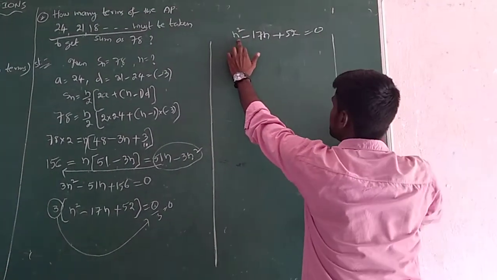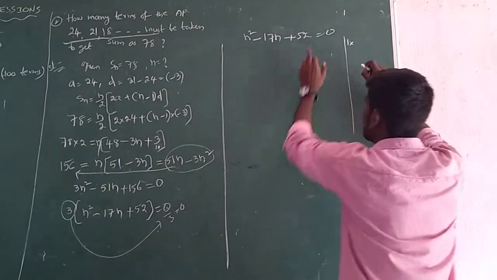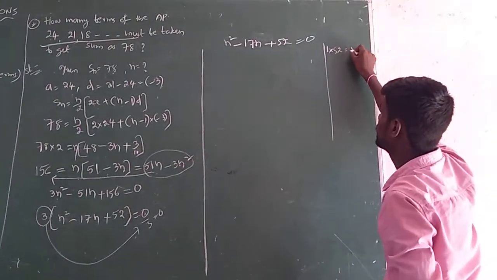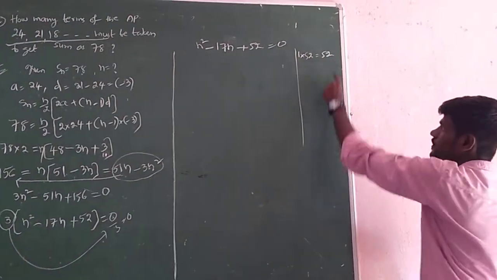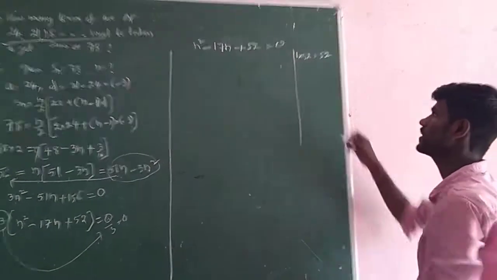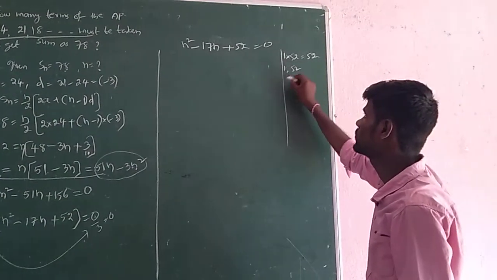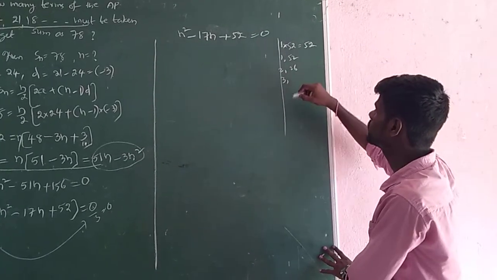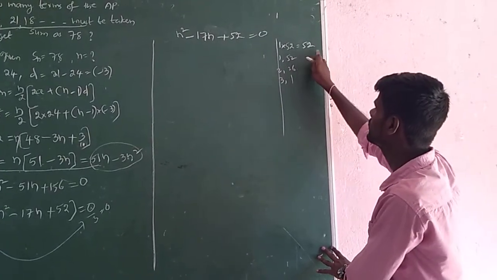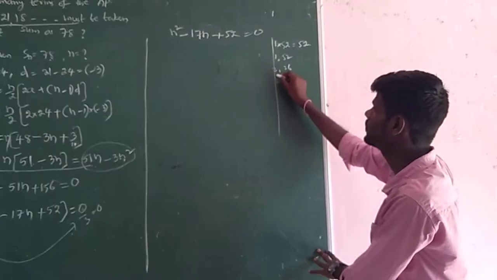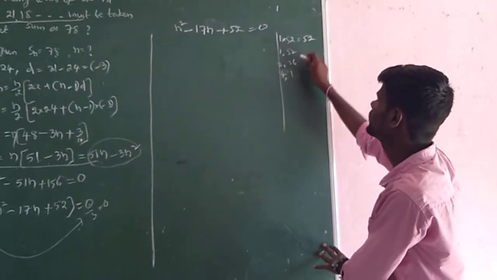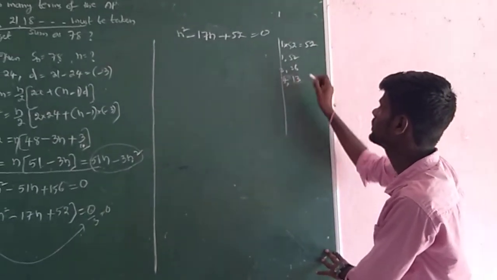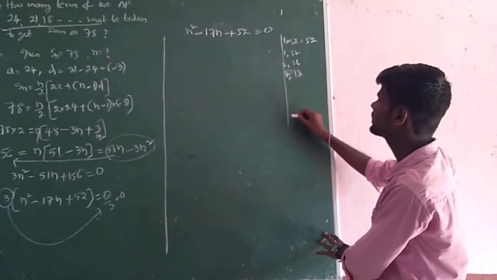How can we do it? n square has coefficient 1, and the constant term is 52. Next, we have to take all factors of 52: 1 and 52, 2 and 26. Is 3 possible? 3 1s are 3, not possible. Next with 4, 4 13s are 52. Next with 5, 6, like that, if we take, we will get all.